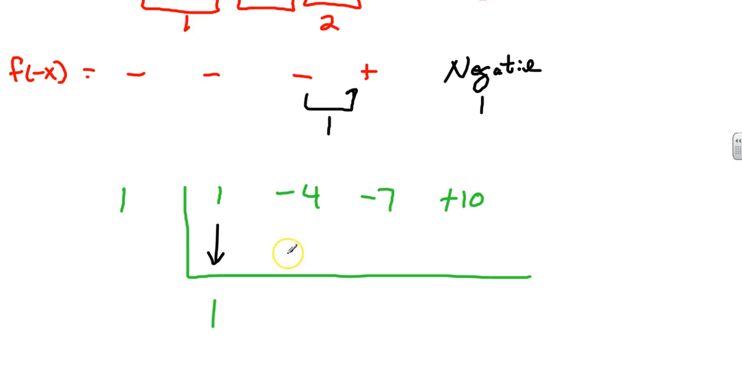1 times 1 is 1. Negative 4 plus 1 is negative 3. Negative 3 times 1 is negative 3, plus negative 7 is negative 10. Negative 10 plus 10 is 0. Okay. So 1 did work. So that's one positive solution.